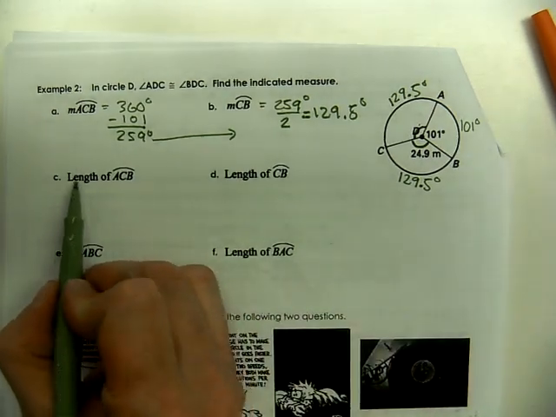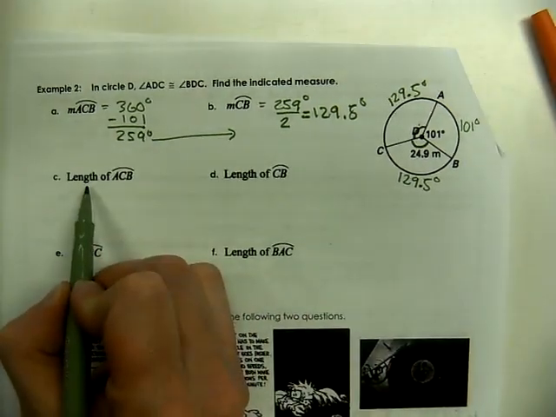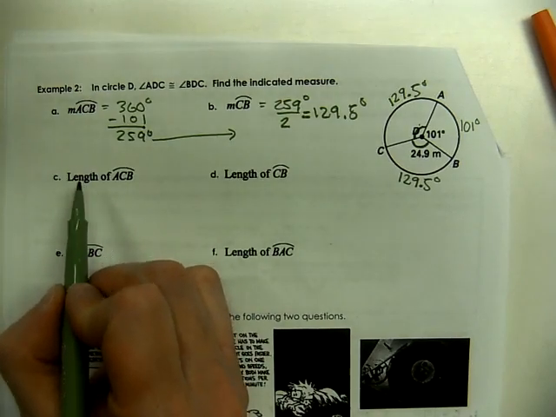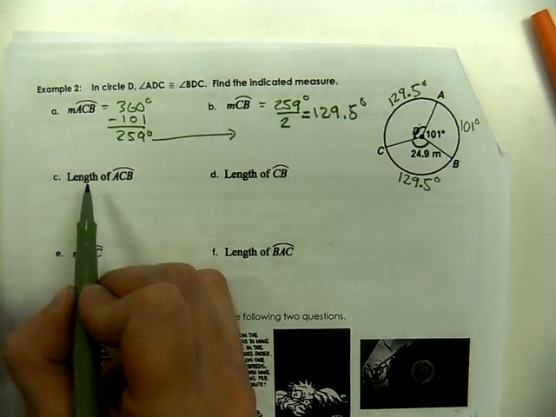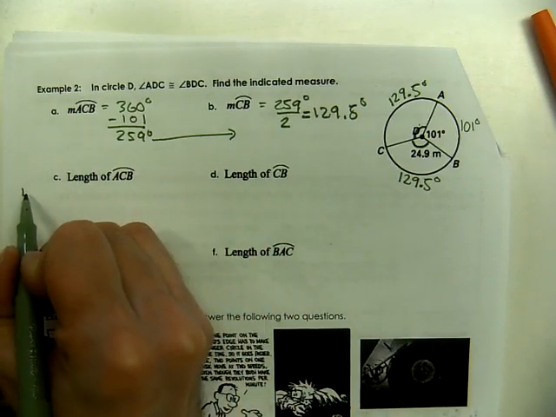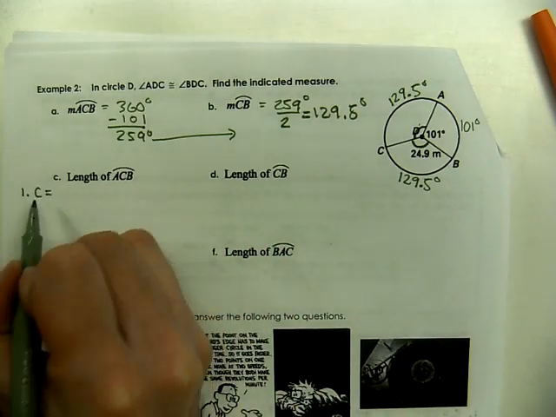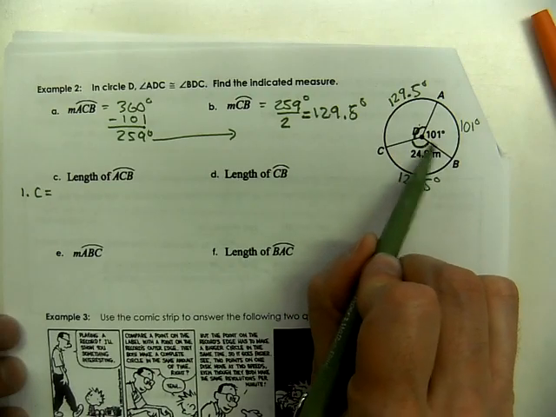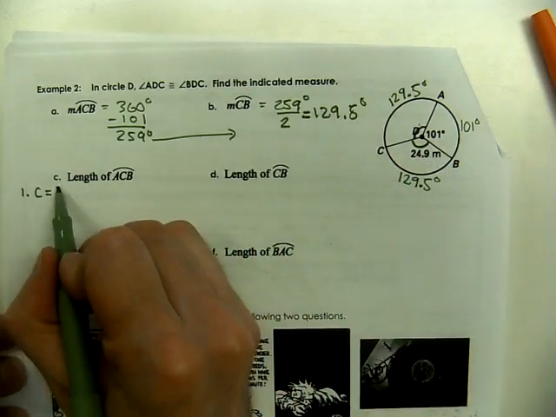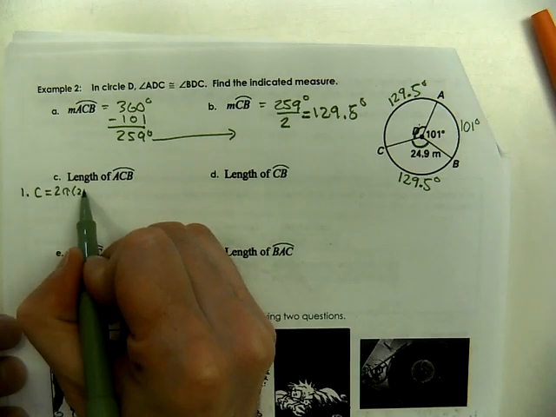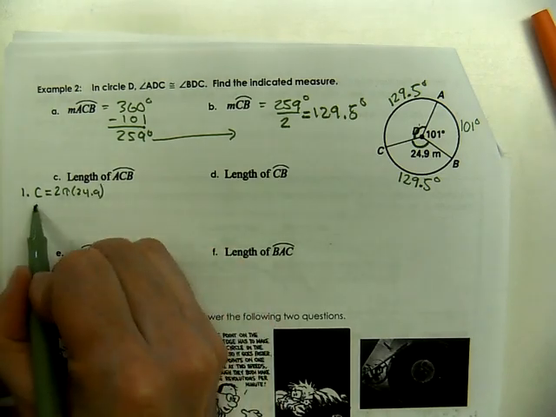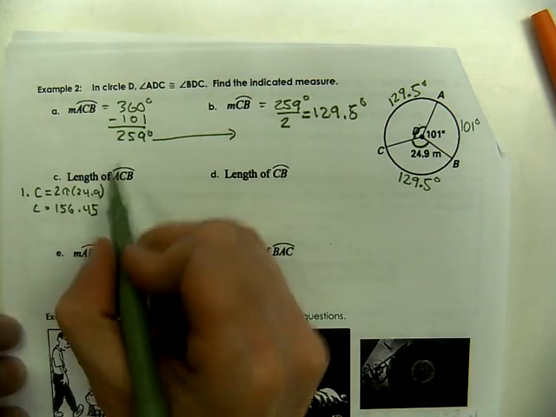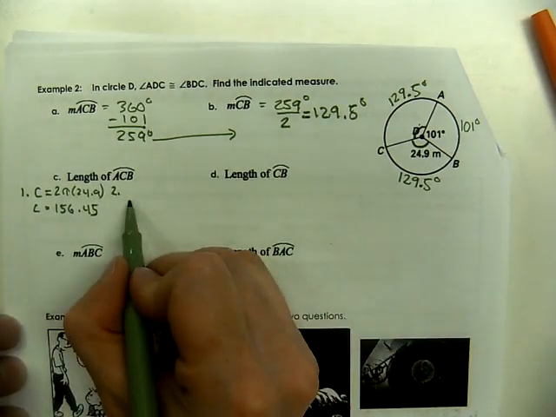Now in part C, they're asking for the length. That's the new topic. That's what we've been studying today. That's where you have to have the proportion. So step number 1, find the circumference. Circumference is 2 pi r, and we have a radius here of 24.9 meters. So 2 times pi times the 24.9 gives us a result of 156.45.